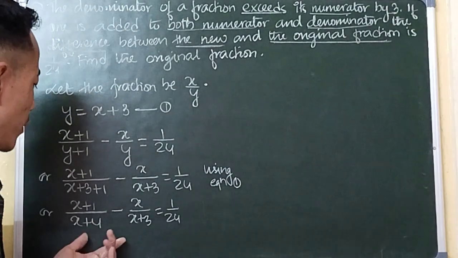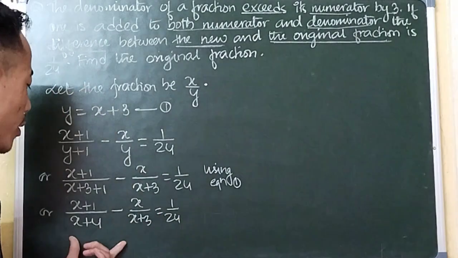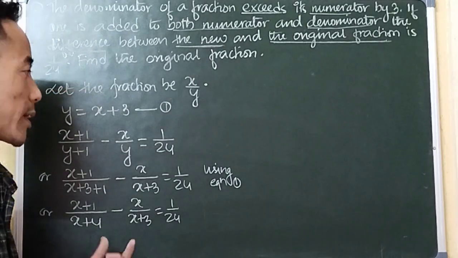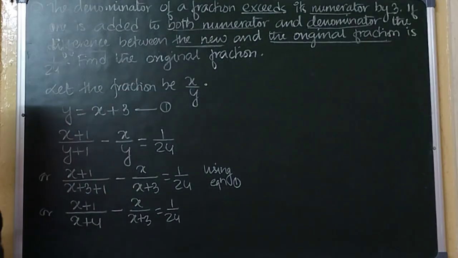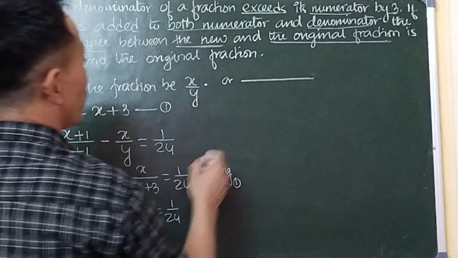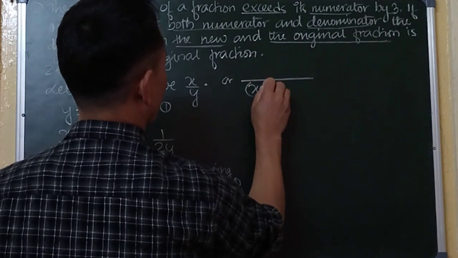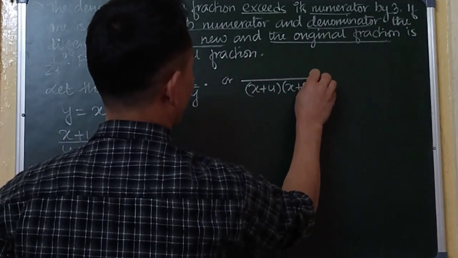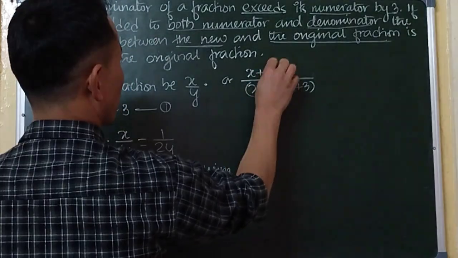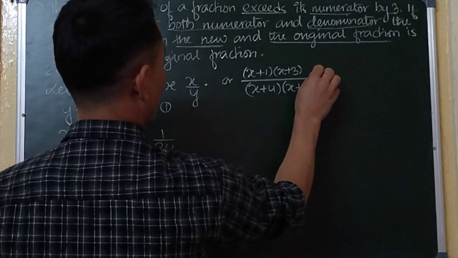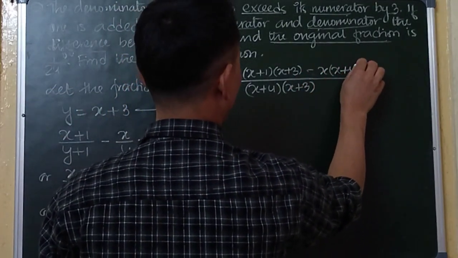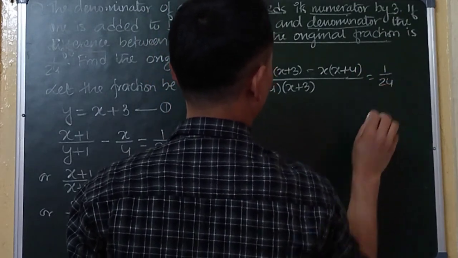When you have an equation in this form, I have taught you in the previous video how to make a quadratic equation from here, so you can check that video to solve this kind of equation. Alright, so here we will take the LCM. The LCM of x plus 4 and x plus 3 will be x plus 4 times x plus 3. I hope you know how to do the LCM. Then this will become x plus 1 times x plus 3 minus x times x plus 4, equals 1 divided by 24.